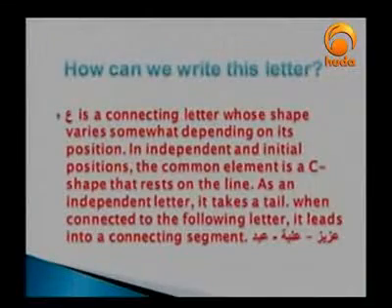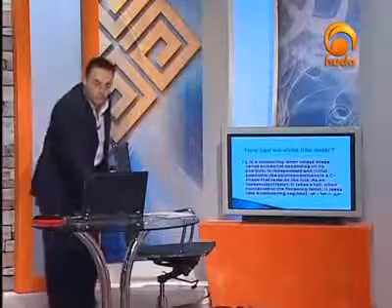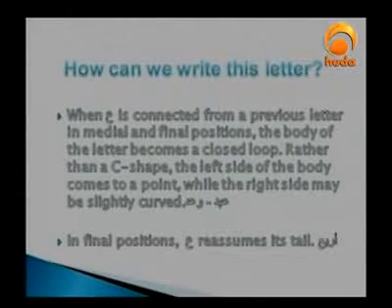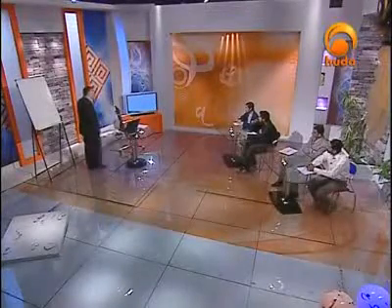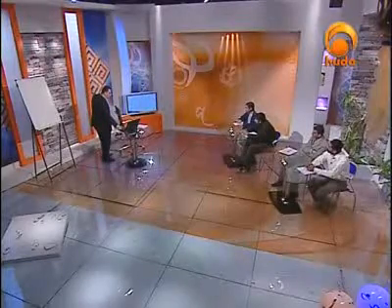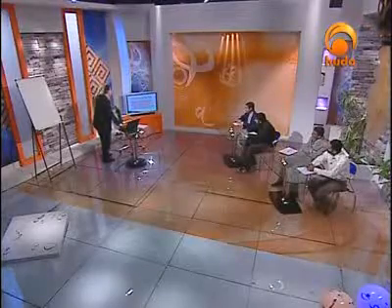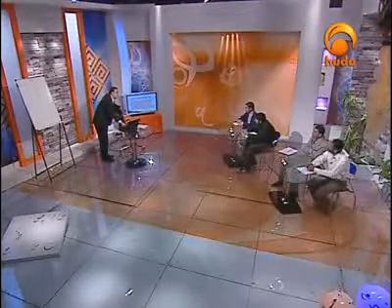Ain is a connecting letter whose shape varies somewhat depending on its position. Right, I think so. We discussed stuff like that. Let me just move on here: how can we write such an alphabet? When Ain is connected from the previous letter in medial and final positions, the body of the letter becomes a closed loop. I think that we actually skipped one more slide. But again, I would tell you here something that probably could be important. Ain, when it comes in the initial position, is always connected.